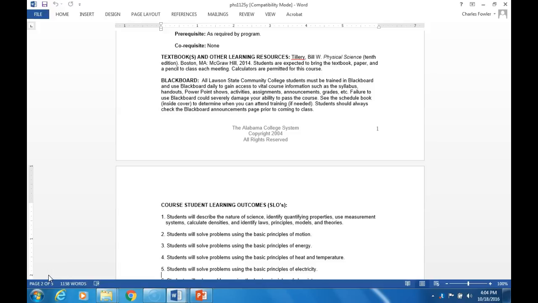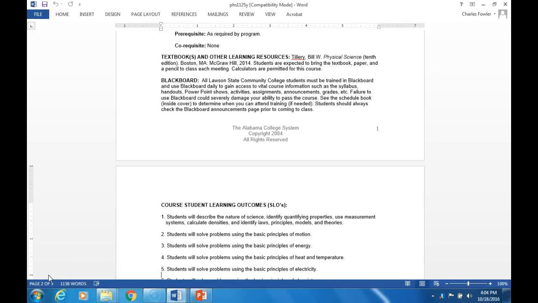I do not like the next sentence. "Failure to use Blackboard could severely damage your ability to pass the course." It's such a negative sentence, isn't it? If I were writing this and they don't let me change it, I would say the proper use of Blackboard could greatly enhance your ability to do well in the course. It's a lot more positive, but I think it's closer to reality.